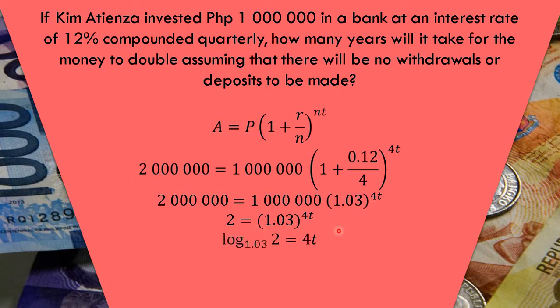Then using logarithms, transform this into a logarithmic form. So we have logarithm of 2 to the base 1.03 is equal to 4t. Then solve for the value of t, which is 5.86 or approximately 6 years. Okay, so in 6 years the money will become doubled.